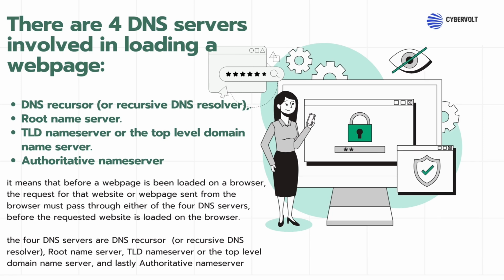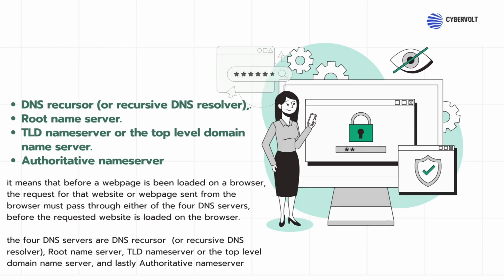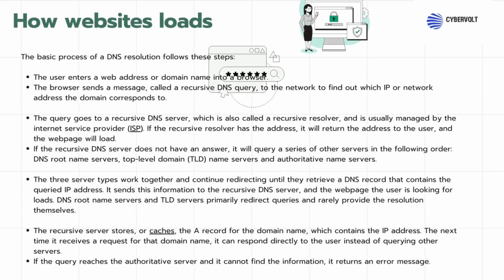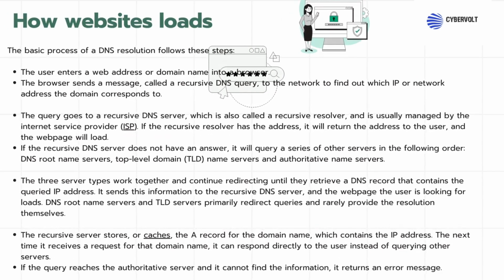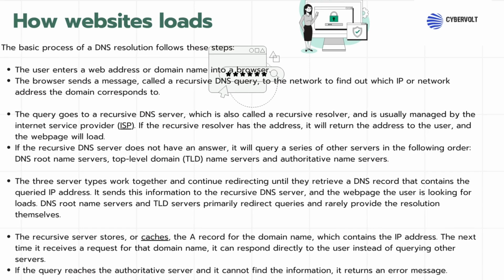on the browser. The 4 DNS servers are DNS Recursor, or Recursive DNS Resolver, Root Name Server, TLD Name Server, or the top-level Domain Name Server, and lastly Authoritative Name Server. How websites or web pages are loaded on your browser: the basic process of a DNS resolution follows these steps.